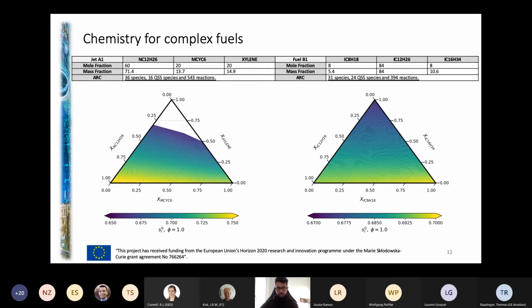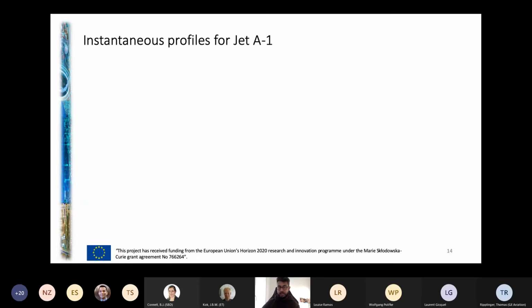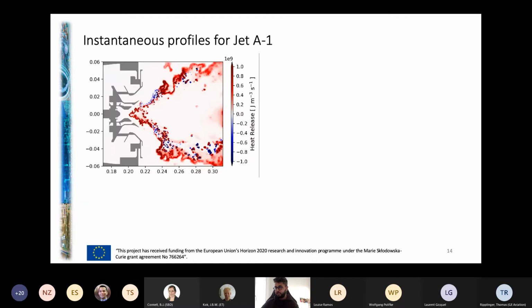So I'll just show you the average profiles for these. As soon as you introduce this fuel, you see that some kind of change is happening. On the left, you have the monocomponent representation. The middle one, Jet A, should ideally reproduce that, but because of staged evaporation, you see that the flame zone starts to extend. In the case of the alternative jet fuel, you have these regions of negative heat release, where pyrolysis is taking place. But this does not give a complete idea as to what is happening.